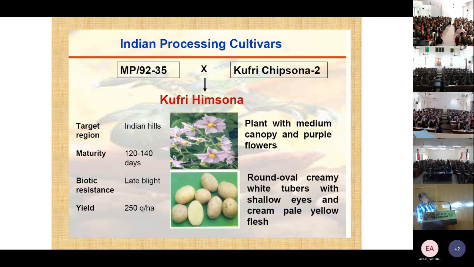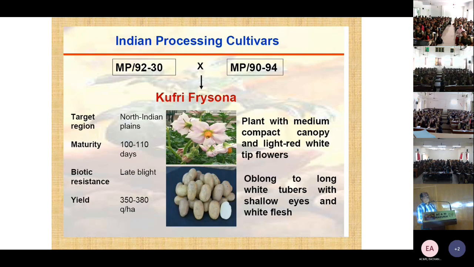Next, Kufri Fraisona. This variety is a medium compact and light red white tip flowers, oblong to long white tubers with shallow eyes and white flesh, with a yield potential of 350 to 380 quintals per hectare and resistant to late blight.